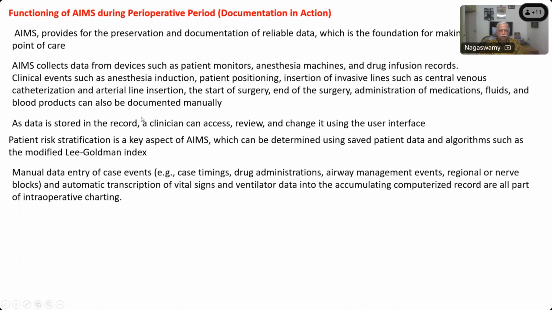So preoperatively, as I told you, we can assess the patient and give the correct ASA classification and the risk involved. Intraoperatively, what we were doing manually can now all be automated, except the case timing start, which we have to enter. That is what is called manual data entry. Nowadays, all of you are very familiar with WhatsApp texting. Similar to that, there will be a keyboard where you can enter the timing, the name of the drug, everything, manually entered by the anesthetist at the start of the surgery.